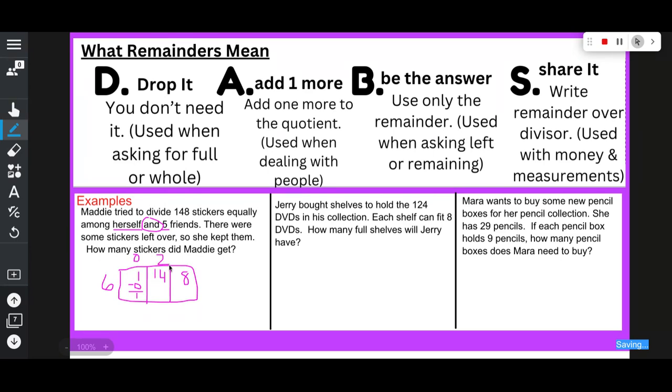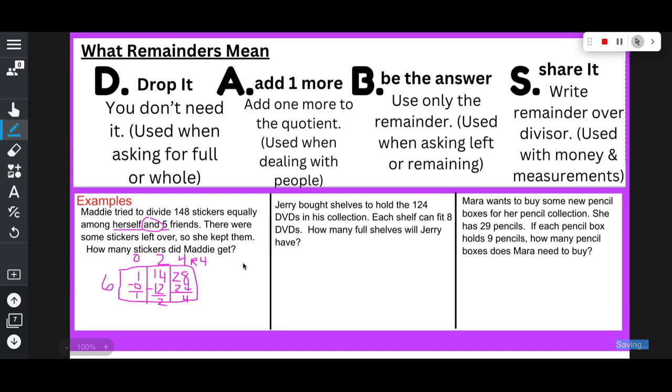We get a 2 here. Goes in 12 times. Goes in 4 times. We get an answer of 24 remainder 4. Now, we have to read the question to see what that meant.